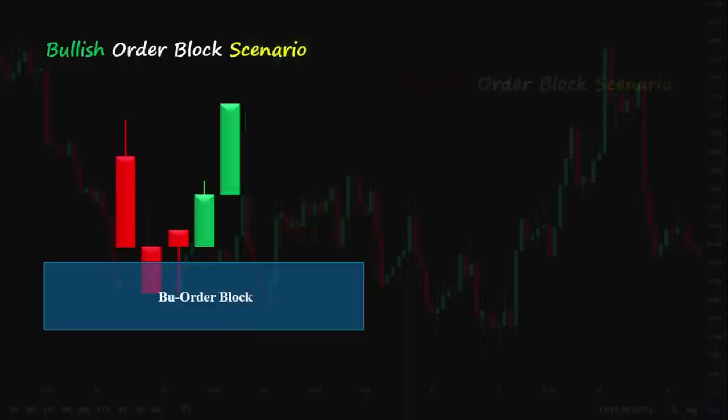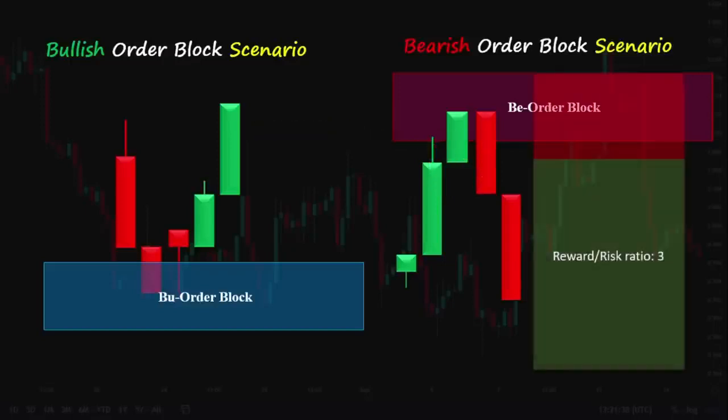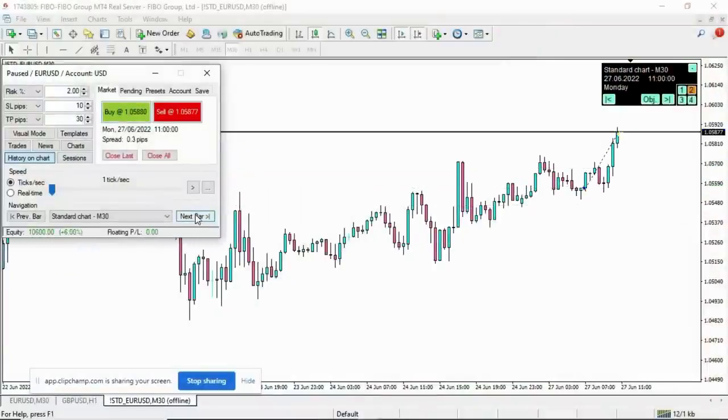For the bearish scenario, again I waited for price to touch the order block and get rejected from it, then I placed a short position risking 2% of my capital, where the bearish candle reached the closure of the recent green candle, with a reward to risk ratio of 3, and I set the stop loss at the highest point of the order block. So guys, let's get into the backtesting procedure.